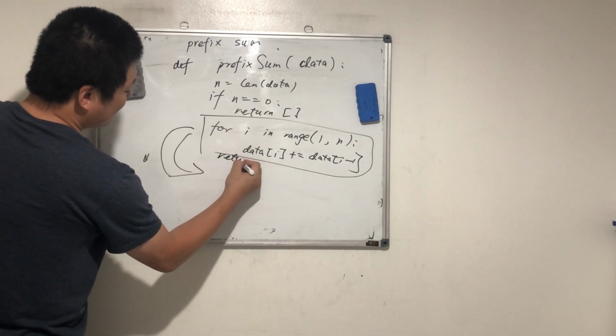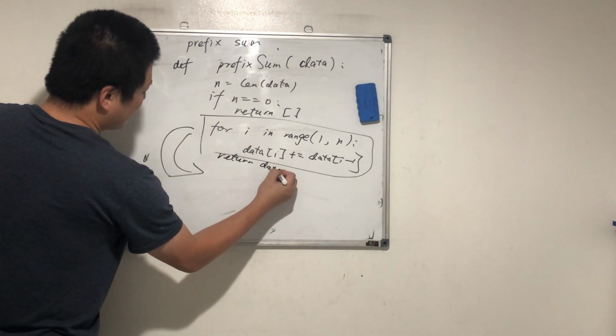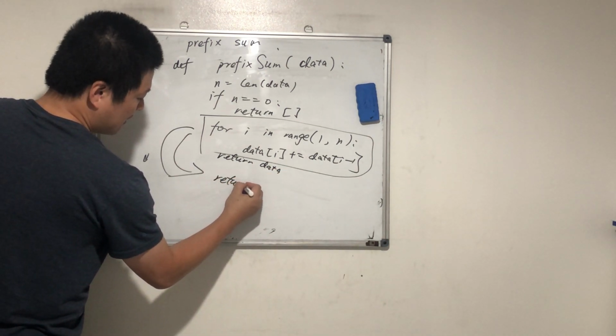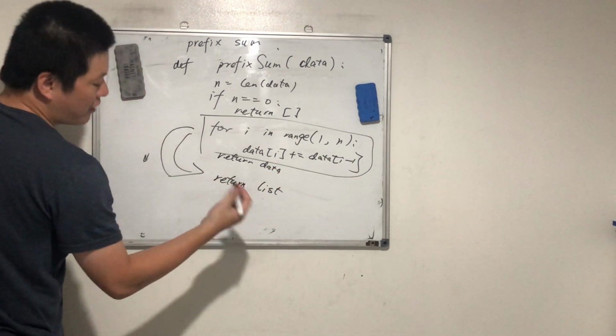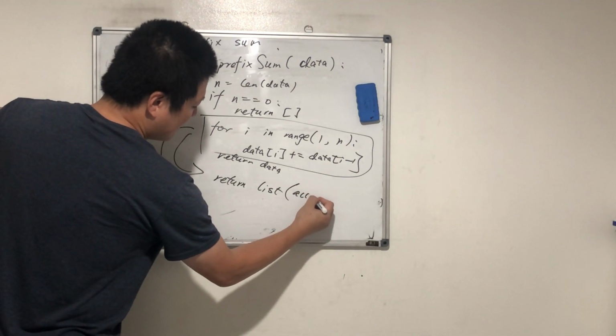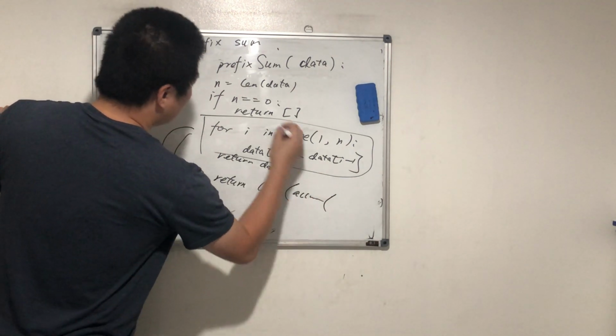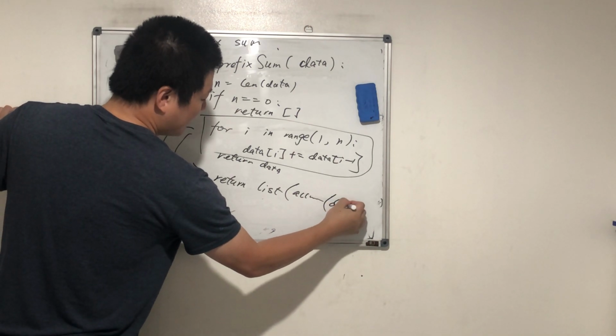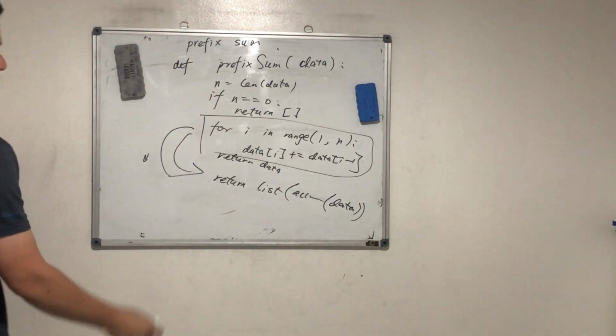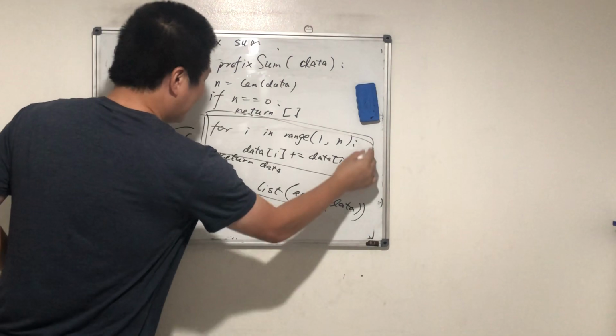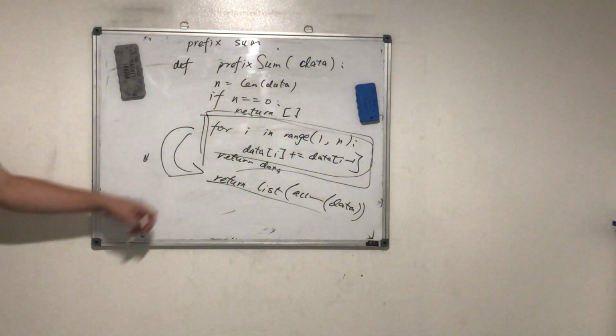This return data, yeah, this return data, and then I can just do this. Return, convert to this, because accumulate returns an iterator. Accumulate data, and that's it. We talked about this before. So these 3 lines equal this accumulate. Like we have a built-in function.